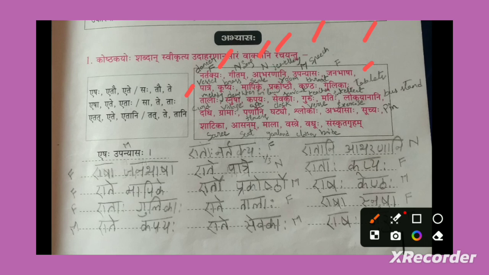What you need to do? You need to know the gender. What exactly is the gender? For example, they have given one example. Eshaha upanyasaha. This fourth example is there, right? Upanyasaha. What is upanyasaha? Means speech. What is its gender? Male gender. So if you know the gender, then it is easy for you to write the sentence, right? Male gender singular. Upanyasaha means singular. What is the singular form of male gender?